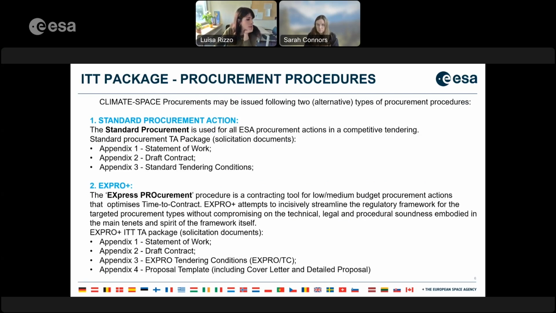You may have already noticed that ESA ITTs, and procurements in general, may be issued following two alternative types of procurement procedures. The first one, the standard procurement action, is used for all ESA procurement actions in a competitive tender. That's the standard process for all competitive tendering, whilst the Expro Plus, the so-called express procurement, is a contracting tool for low and medium budget procurement actions that, of course, optimizes the speed of an ITT and the time to contract.